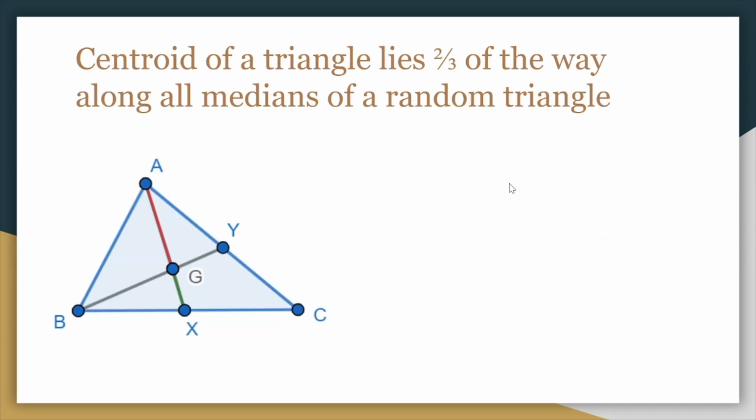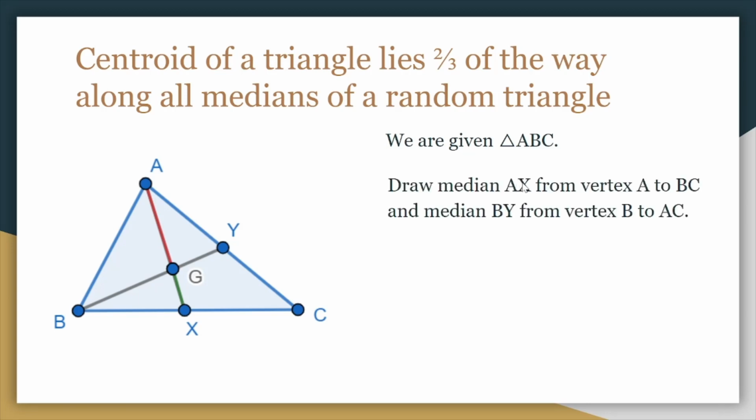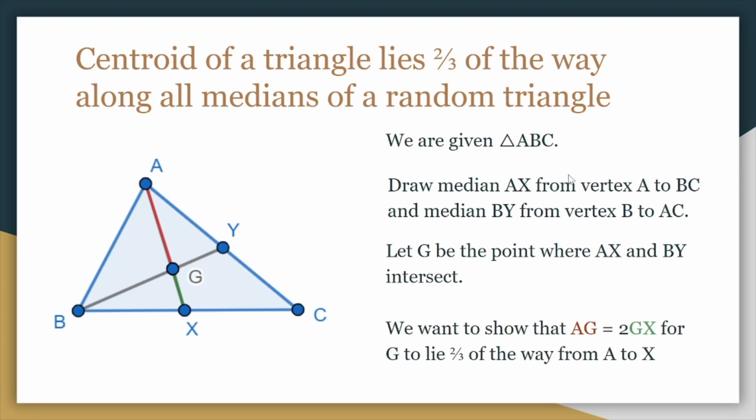Now that we have defined the median and centroid of a triangle, we can start our proof. So let's say we are given an arbitrary triangle, ABC. We'll draw median AX from vertex A to BC, and median BY from vertex B to AC. And we'll let G be the point where AX and BY intersect. So we want to show that AG equals 2 times GX for G to lie 2/3 of the way from vertex A to X, and that the three medians intersect at G.